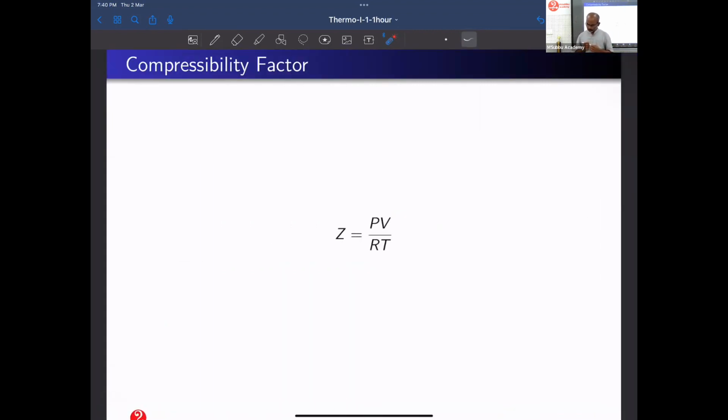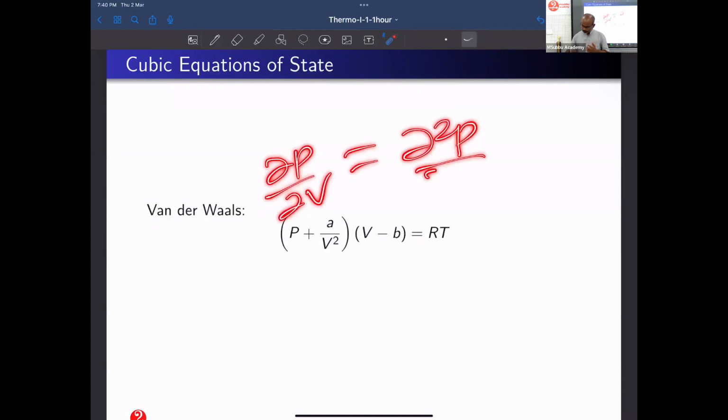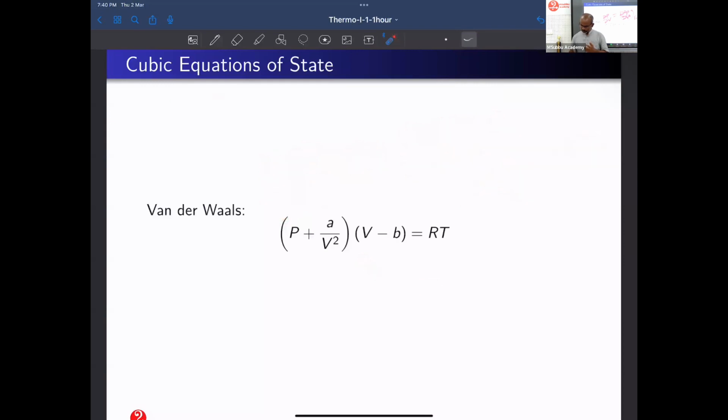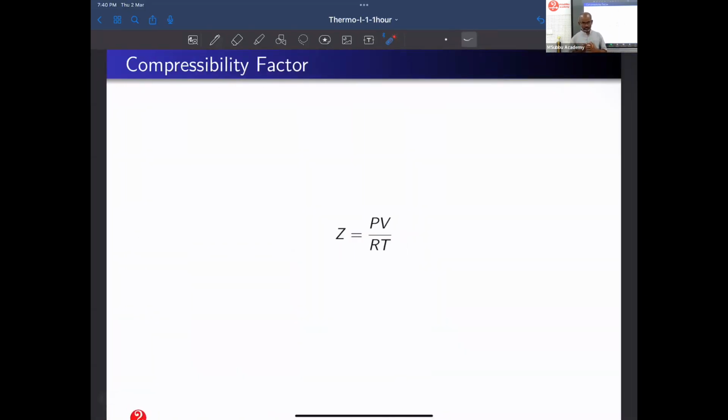Next thing is about the compressibility factor. How to evaluate A and B using dou P by dou V and dou square P by dou V square at TC, so that is also a topic. We can also write this A and B in terms of TC and PC. Better to memorize that equation as well. Okay, that we'll see in the coming classes.